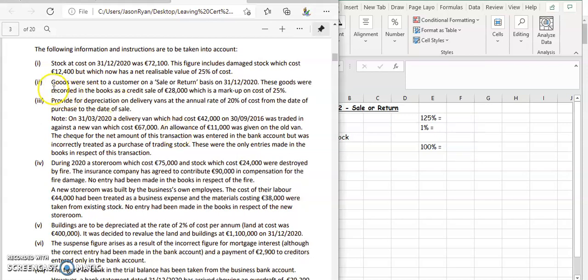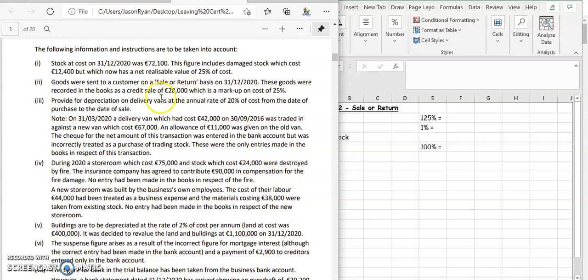Okay, so let's have a look at part 2 from the 2021 sole trader question. Goods were sent to a customer on a sale or return basis on the 31st of December 2020. These goods are recorded in the books as a credit sale of 28,000. So it wasn't really a credit sale, because if they didn't sell them, they could send them back to us.